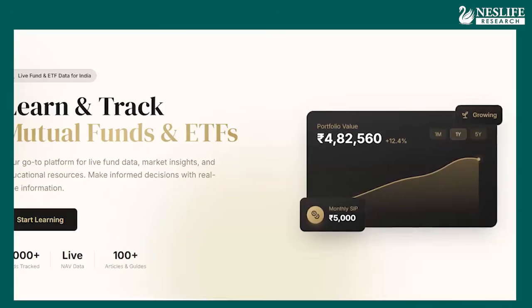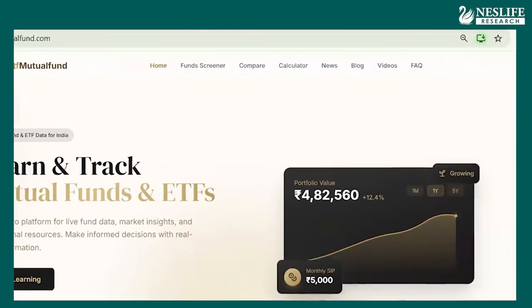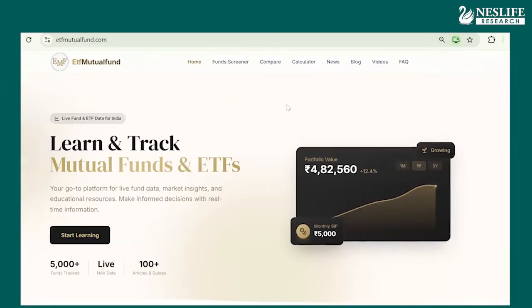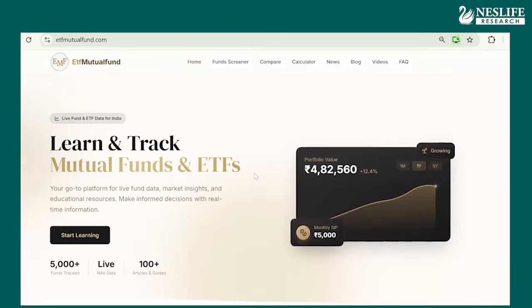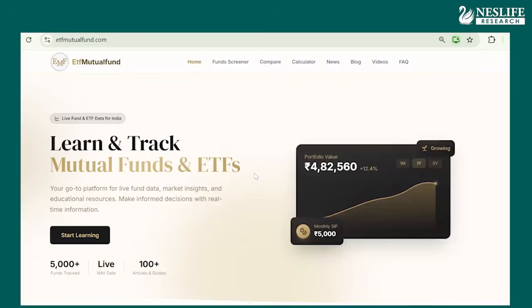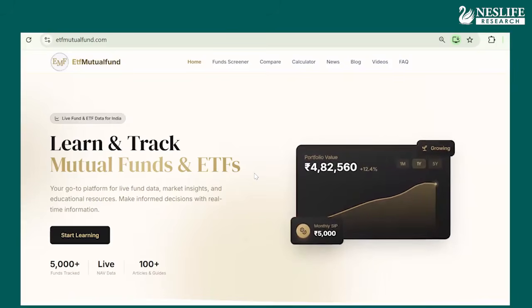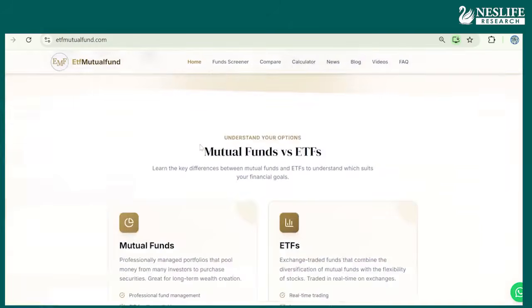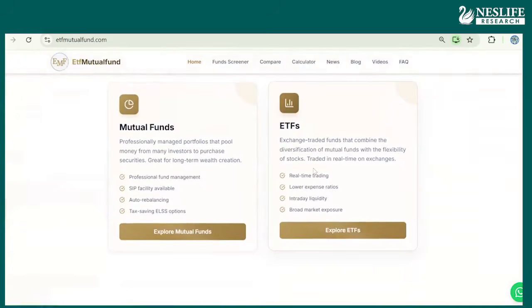You can take a snapshot or write down the website name as well. This website is one we launched recently. It is a beta version, so you'll have to check with other websites like AMFI. But after a few weeks or months, this is going to make it very easy for you to analyze mutual funds and ETFs. So if you click on the home and go down, here are the mutual funds and here are the ETFs.